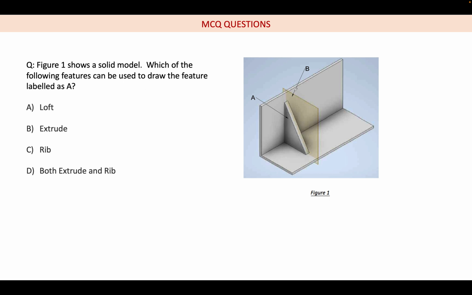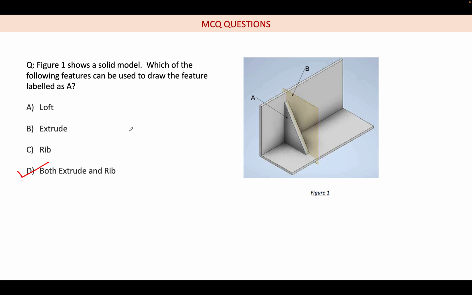Figure 1 shows a solid model. Which of the following features can be used to draw the feature which is labeled as part A? Part A and part B are shown here. Is it a loft option? Option B is extrude, option C is rib, option D both extrude and rib. Yes, correct, both extrude and rib.